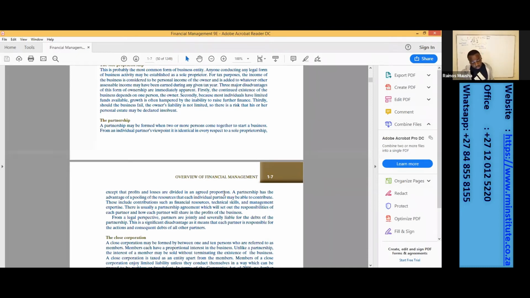But it also comes with its own disadvantages as well, where at the end of the day, there's no separation between the business and the owner of the business, which basically means that if one of the partners makes a wrong decision, it's still going to come back and affect all the other partners as well.